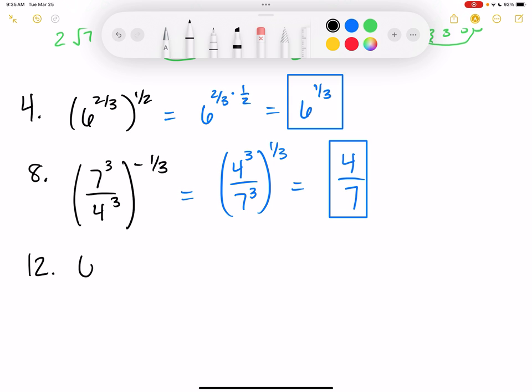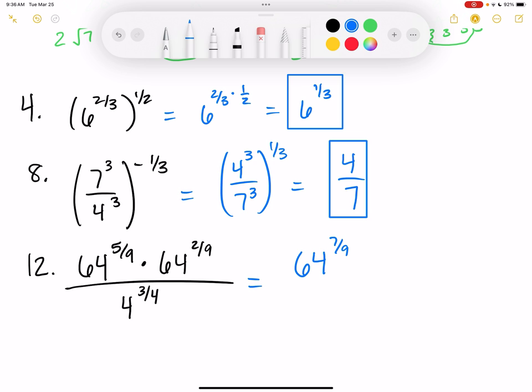Okay. 64 to the 5/9 times 64 to the 2/9 divided by 4 to the 3/4. What would I do specifically on top first? Multiply. It's 64 to the 7/9.